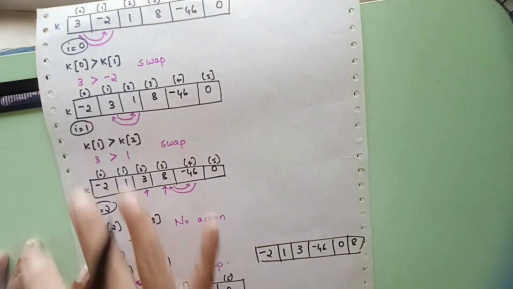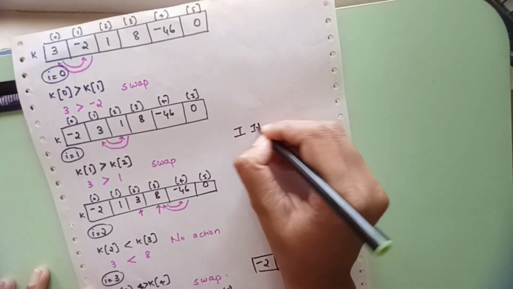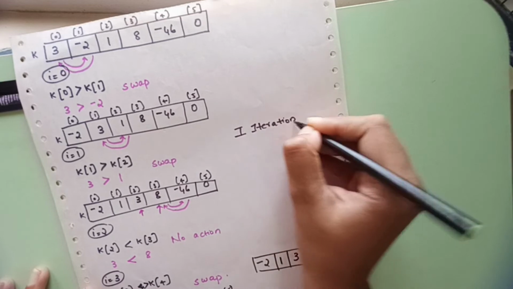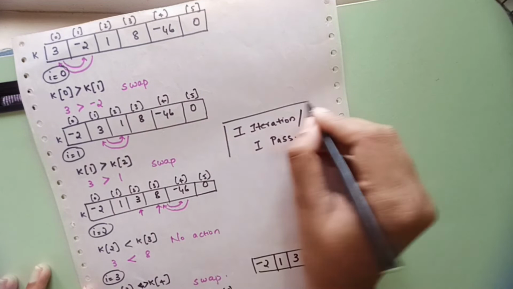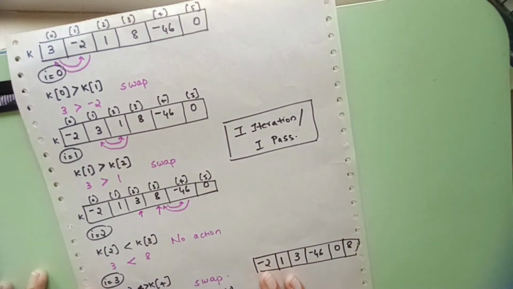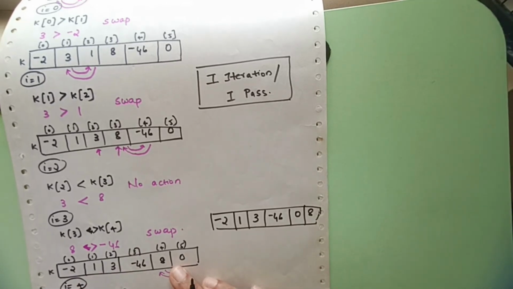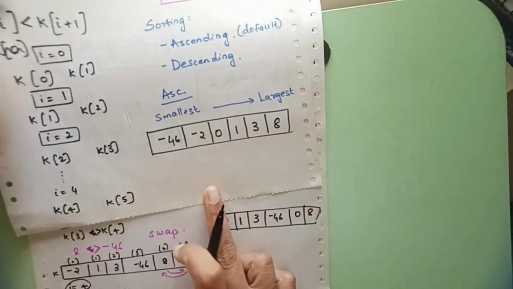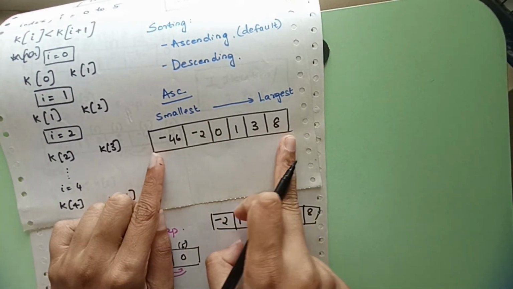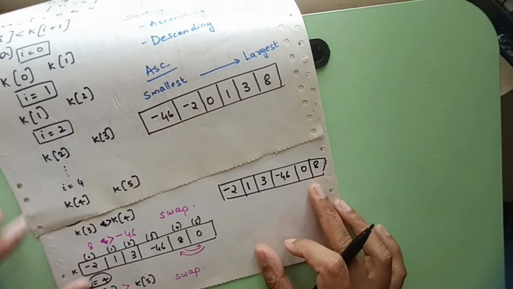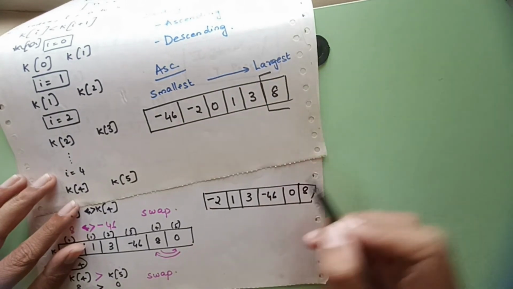So now that we have completed the first iteration, or first pass. This is called first iteration or first pass. So let's see the output after first pass. So now we know what is the final output that is required. So this should be our final output. Smallest should come this side, followed by largest. In this output, if we compare this to output, we can see that 8 is at the correct position, right?